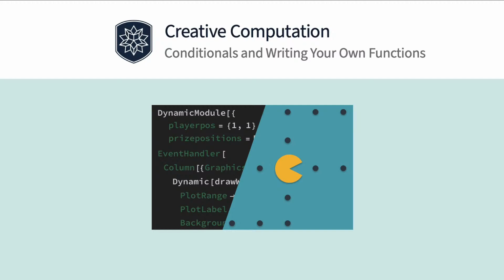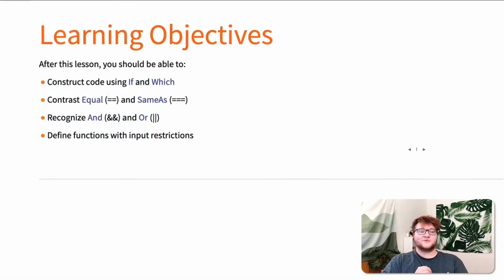So the learning objectives for this lesson are that we're going to be able to construct code using if and which. We're going to be able to contrast equal with same as, and we're going to be able to recognize and or, and we're going to be able to define functions with input restrictions. So we've got a lot of content to cover in this lesson.